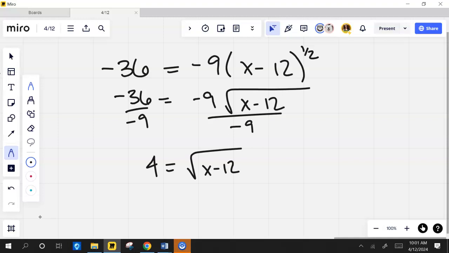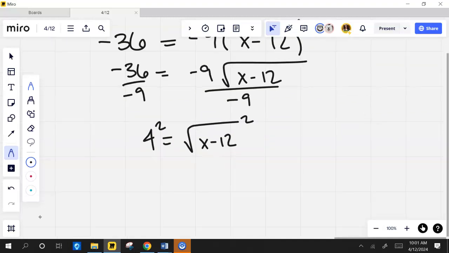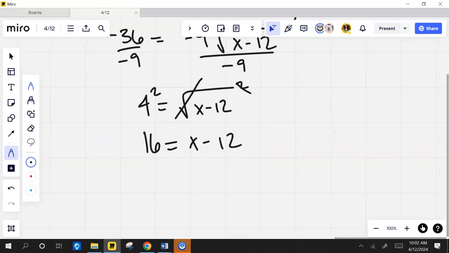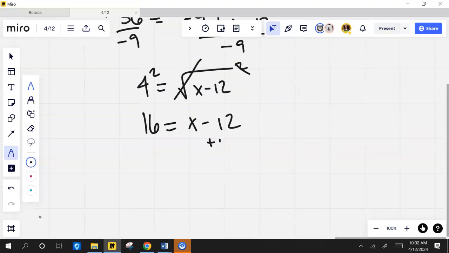That's right. Square. Is that the equal? Yes? Is that right? Right. 4 squared is 16, and the squared and the square root cancels out. And I have x minus 12. Now is this something you can solve? What are you going to do? That's right. And what does x equal?